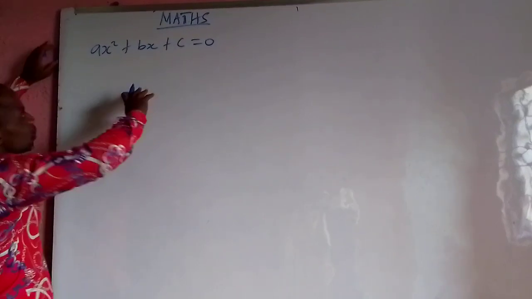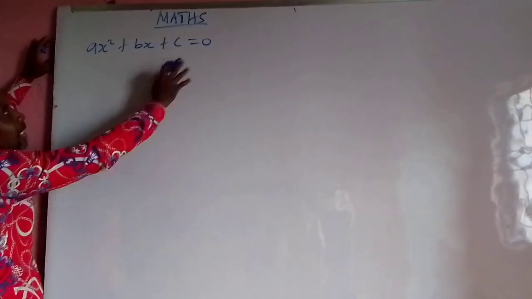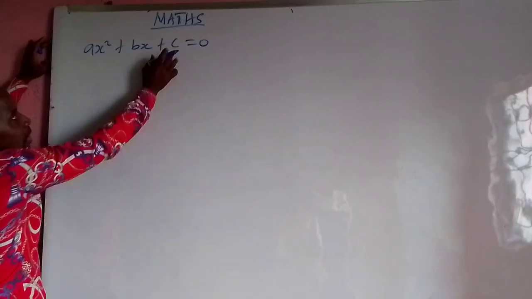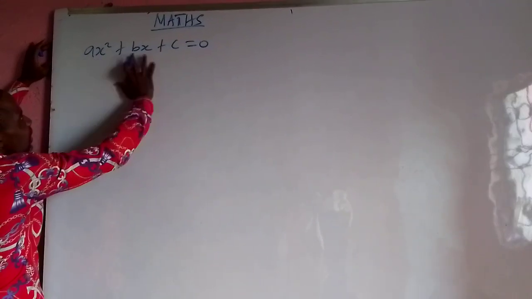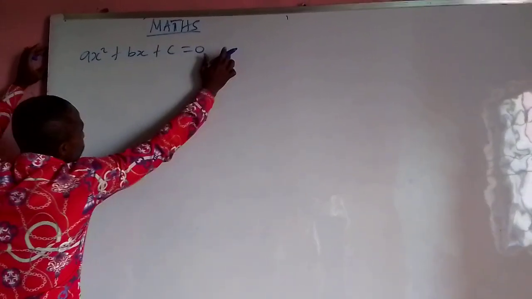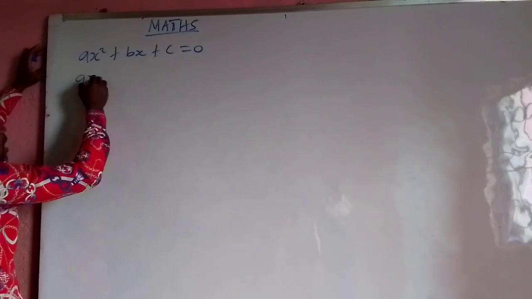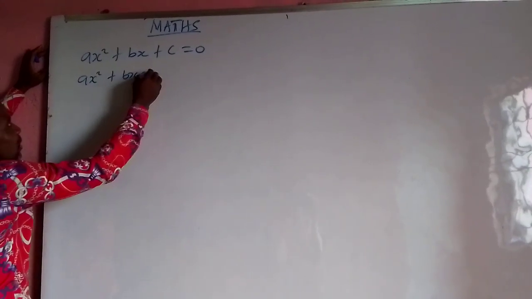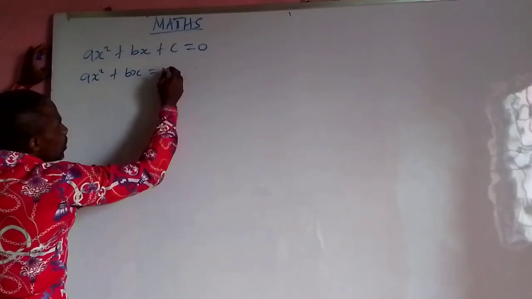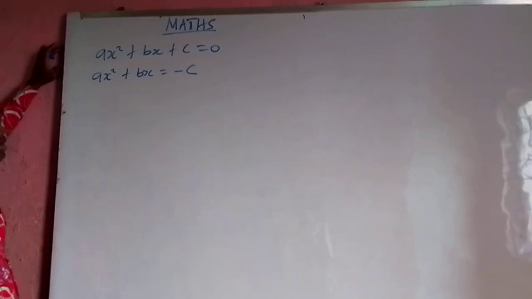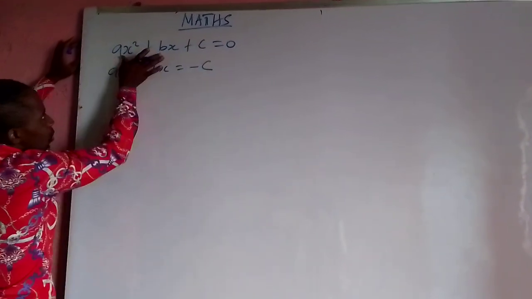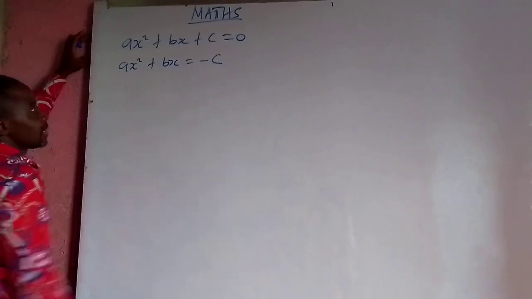The first thing we do, I'm going to make it very brief, very simple. This one has x, this has x. So let's move this one to this side. So we have ax squared plus bx equal to plus c. Coming here becomes minus c. This is the first step. Because these ones have x, we move this like this.